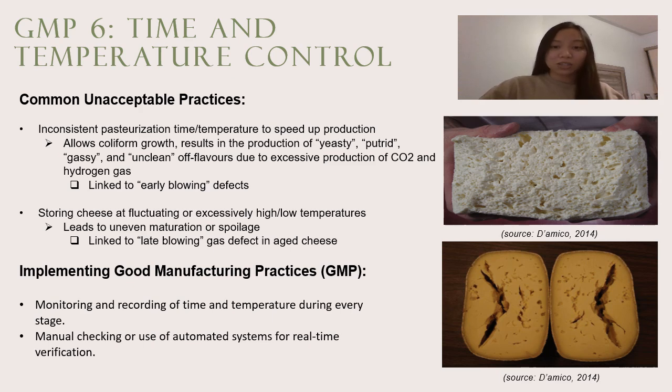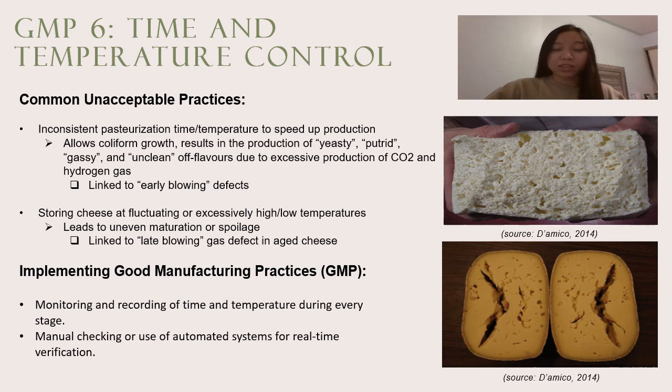Another issue is storing cheese at fluctuating or excessively high or low temperatures. This can cause uneven maturation or spoilage. If the temperature isn't controlled, some areas of the cheese can become too ripe while others are underdeveloped, leading to an inconsistent product.